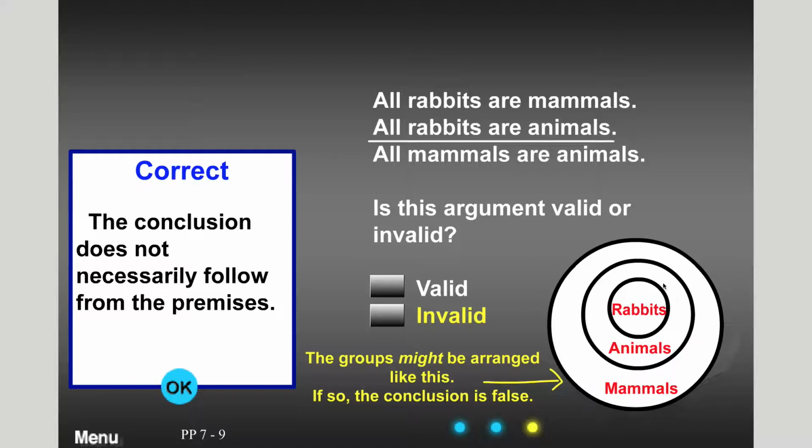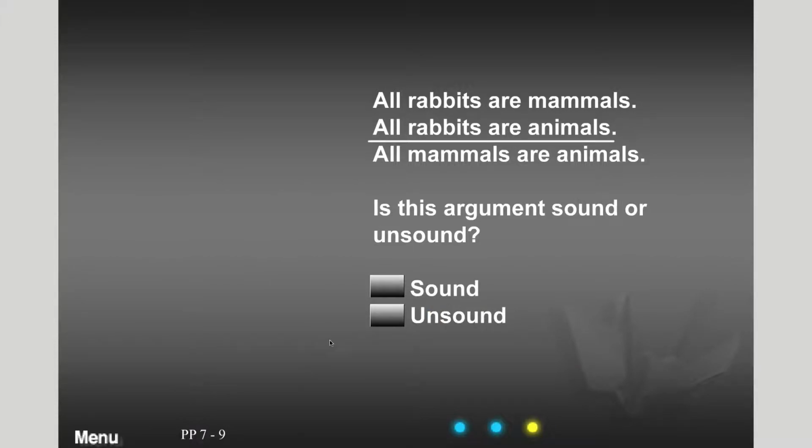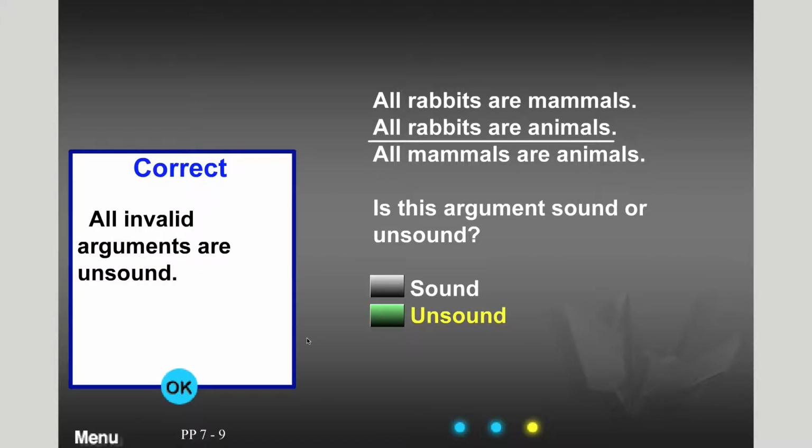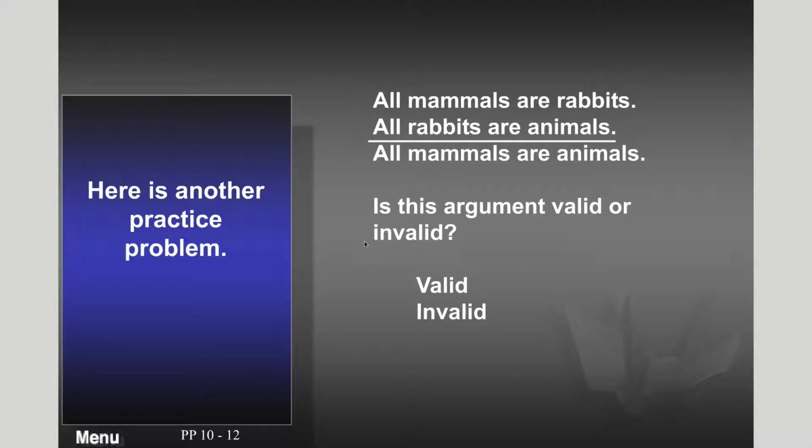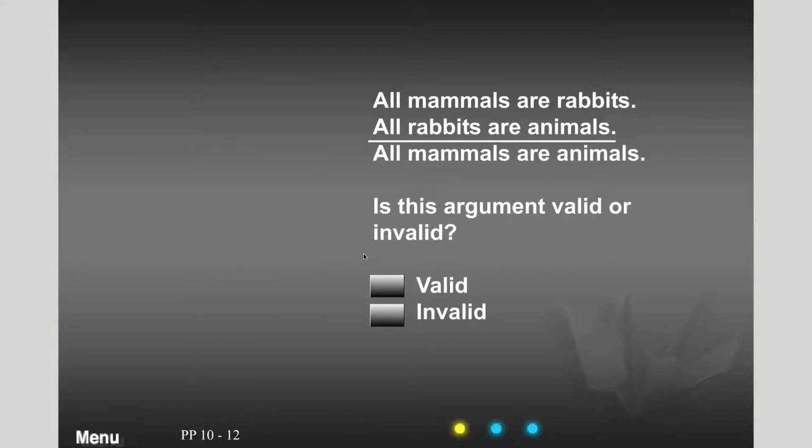So it is an invalid argument. Okay? It might just be the case that mammals is actually the larger group than animals. Now again, we're only asking about the argumentative form. It's an invalid one. That means, therefore, it's automatically unsound. You can stop right there, right? If it's invalid, it is automatically unsound. I don't need to look at whether the premises are true.